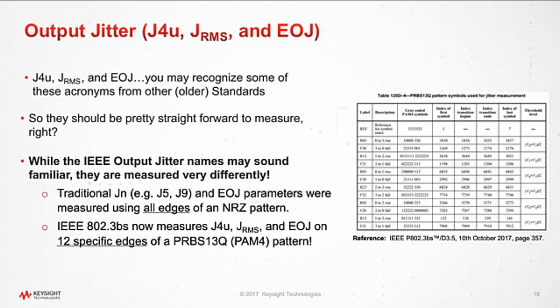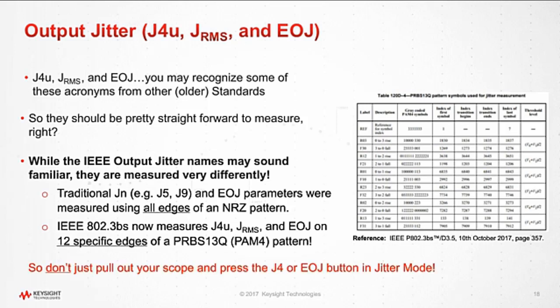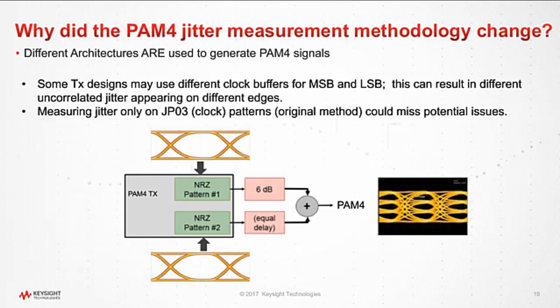In the past, J4, J5, J9, and EOJ measurements were performed on all edges of an NRZ pattern. For 802.3BS and CD, these measurements are now performed on 12 specific edges of a PRBS13Q. So the takeaway here is don't just pull out your scope and press the EOJ button on it, because you will not get an accurate result. You need to have very specific software that's going to target those 12 edges, or you have to do that manually.